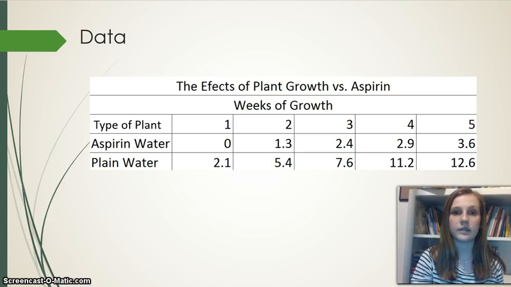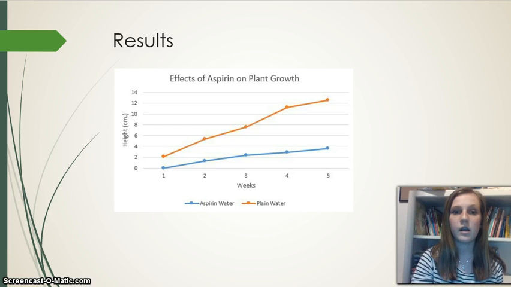As shown in the data table, I took the average growth of 18 plants in each category. The averages show that the plain watered plants grew much faster than the aspirin watered plants. At the end of the experiment, the average height of plain watered plants was 12.6 centimeters, and the average height of aspirin watered plants was 3.6 centimeters. The graph shows that the average height of aspirin plants was very small compared to the height of the plants that were given just water.